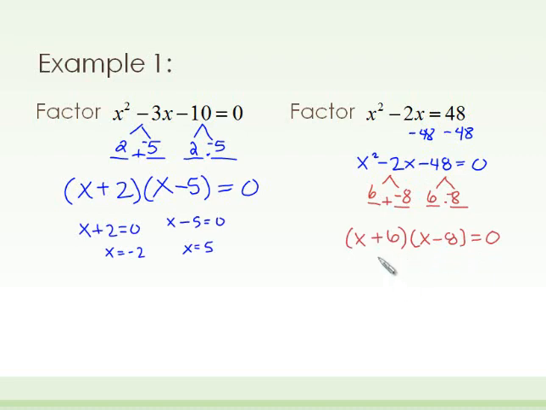Okay, so in order to find the solution, we have to make each one of these equal to 0 and find what x has to be. So in order for this to be 0, x would have to be negative 6. And in order for this set of parentheses to equal 0, x would have to be 8. And those are our solutions.